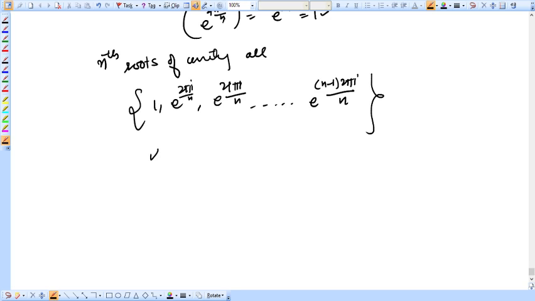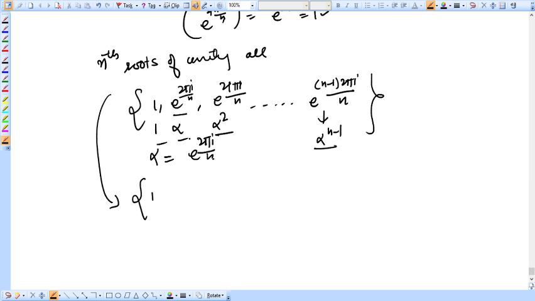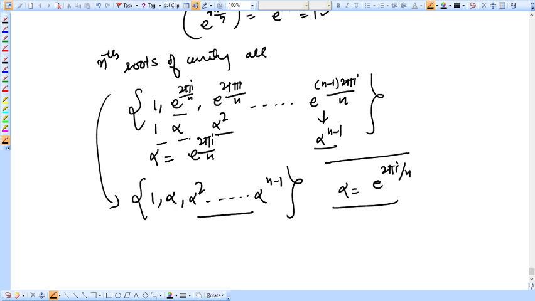If I take alpha equal to e raised to the power 2 pi iota divided by n, then this equation becomes 1 as it is. This we have taken as alpha, this becomes alpha square, and this becomes alpha to the n minus 1. So the nth roots of unity can be written as 1, alpha, alpha square, up to alpha to the n minus 1, where alpha is exponential 2 pi i divided by n.